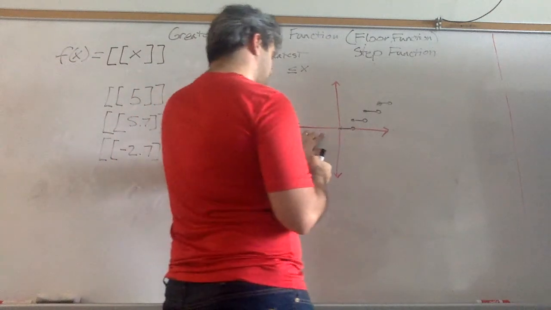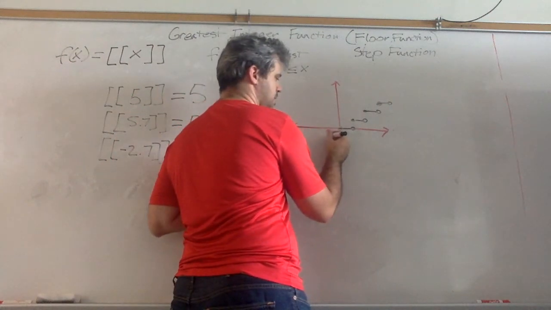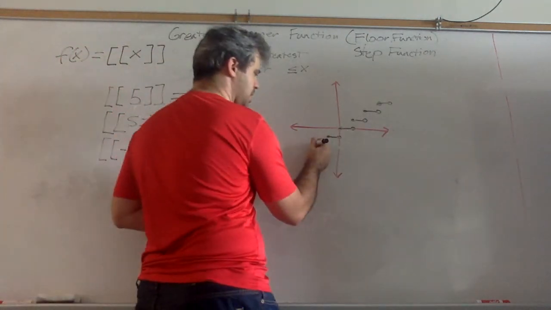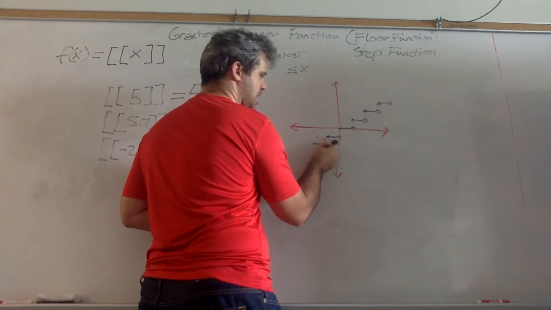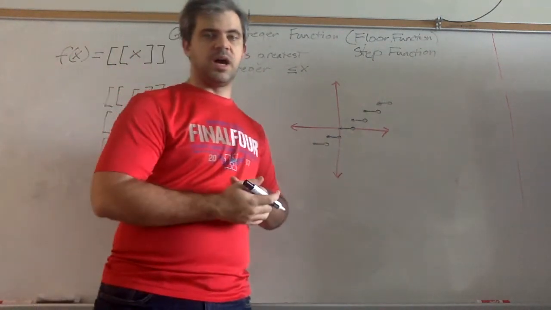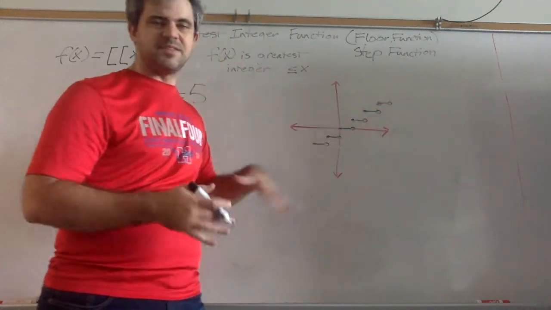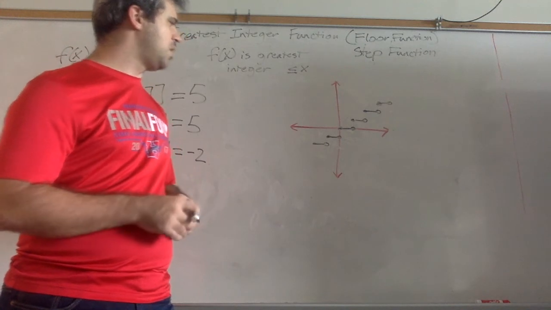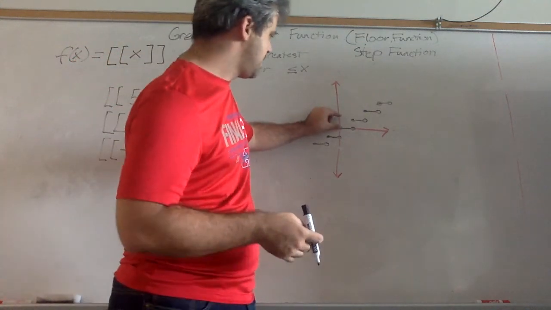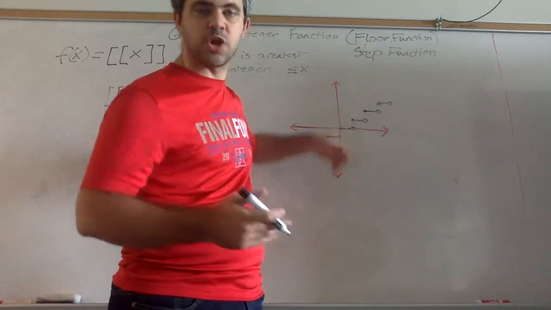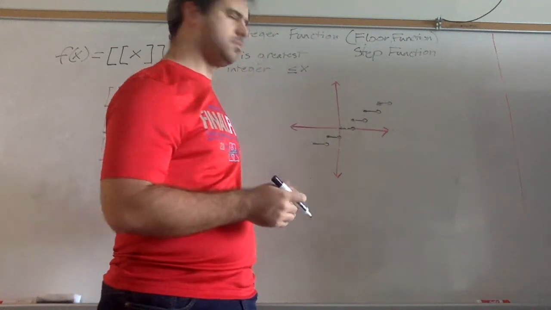And it works the other way too. Negative 1 all the way to 0 will give you negative 1. Negative 2 all the way to negative 1 will give you negative 2. So you've got this kind of stair-step function. It's also called the floor because between 0 and 1, you're kind of in between, and it chooses to go down to the floor.